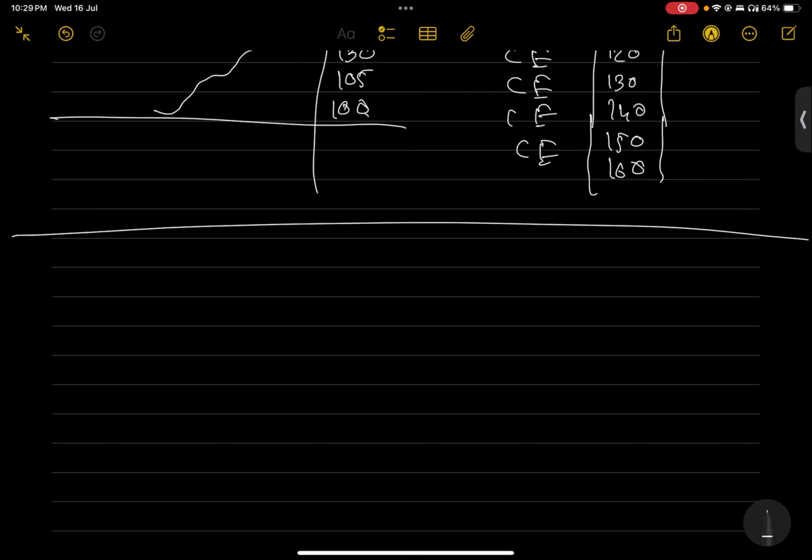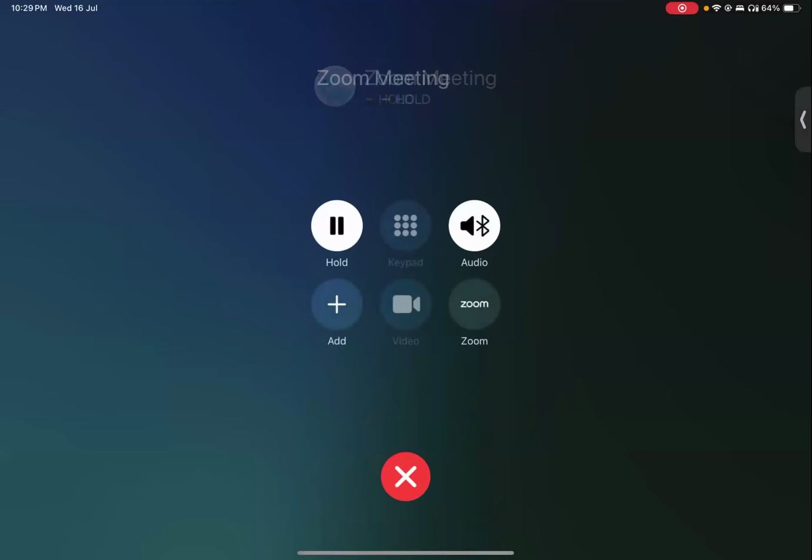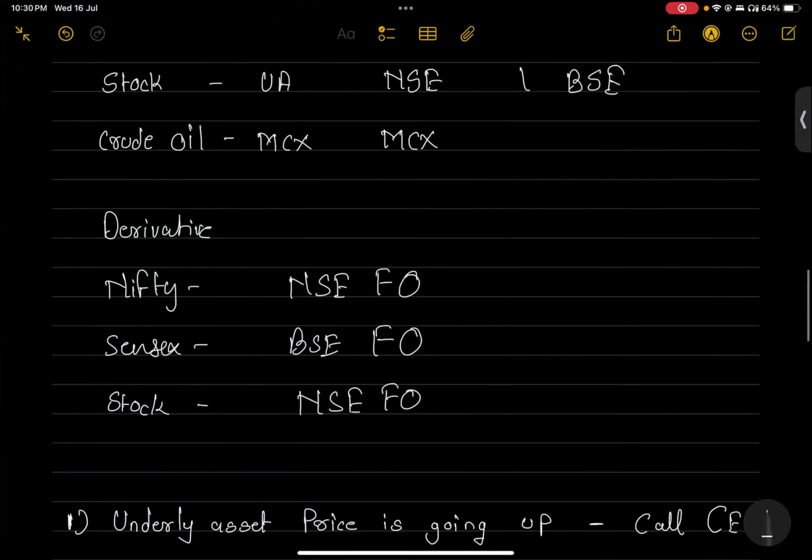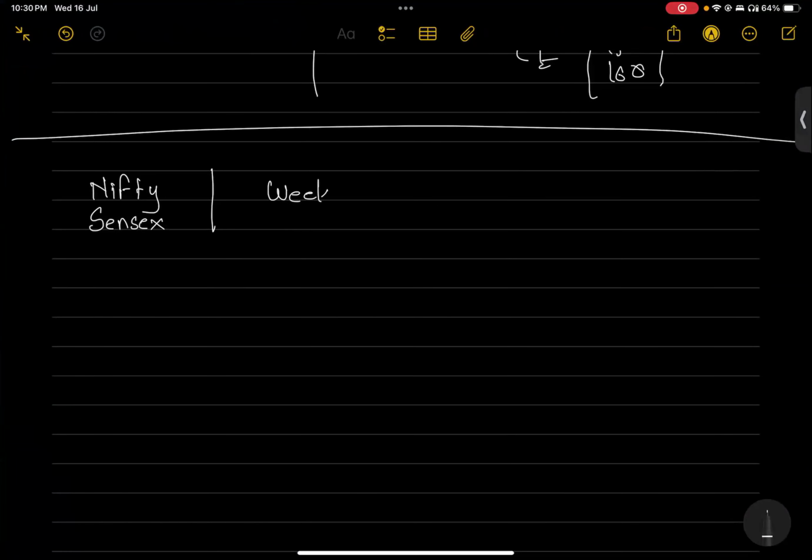Now understand this. In Nifty and in Sensex, we have weekly and monthly contracts. That's my wife, guys, Chota Don, so don't laugh. Same goes with Sensex also, weekly and monthly. These are the two types of contract we have if we are trading in Nifty and Sensex.